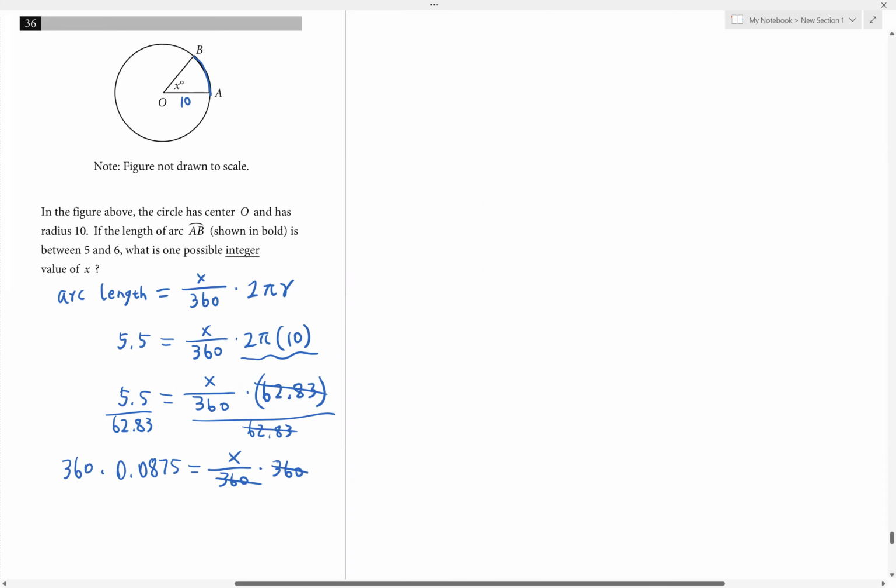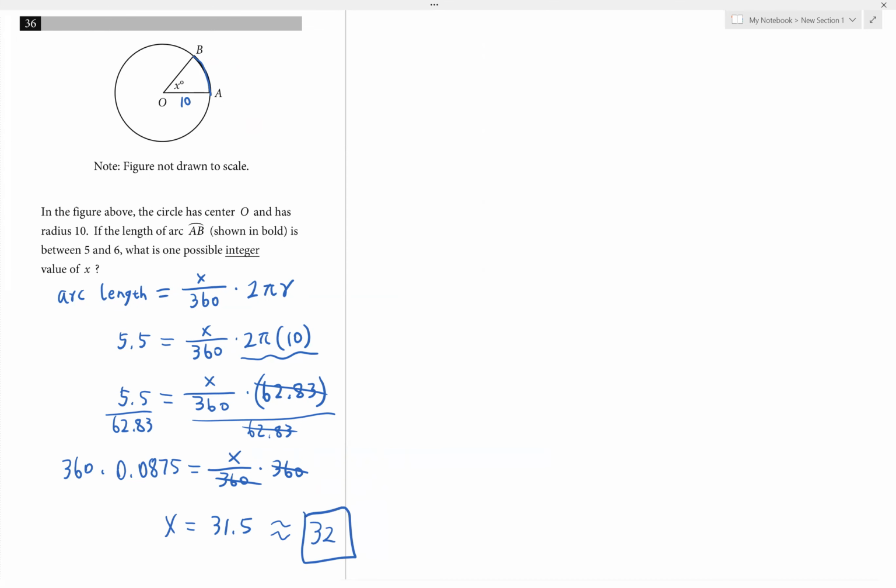That cancels, so we get 360 times 0.0875, and x is approximately 31.5. That's the answer that I have. Then don't forget, we round it to a whole number. I had to round up, so it should be 32 degrees. That will be the answer for this one.